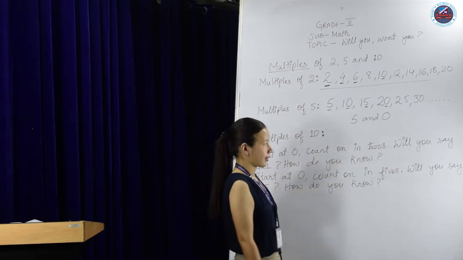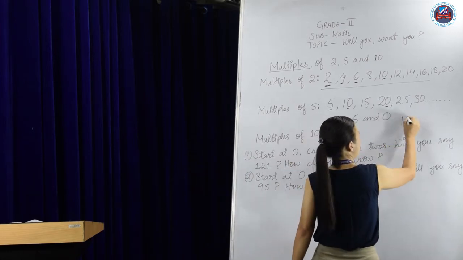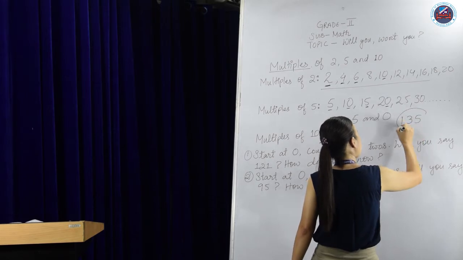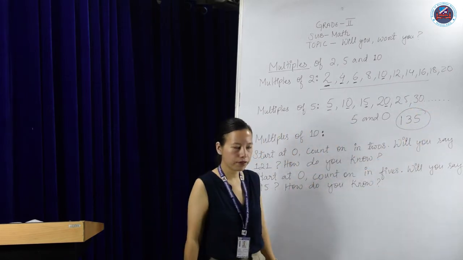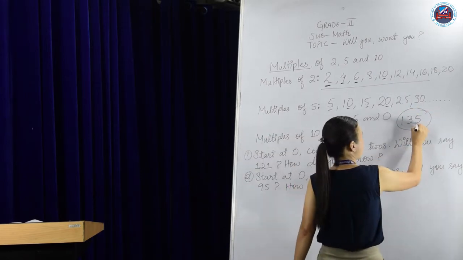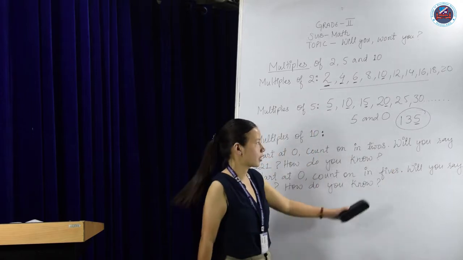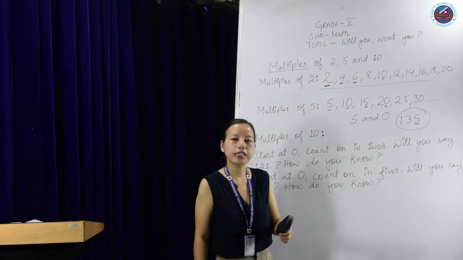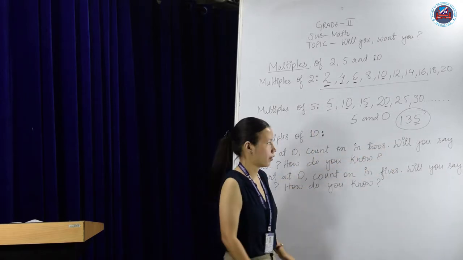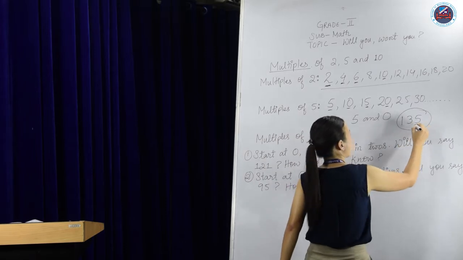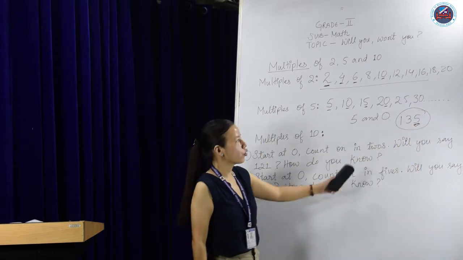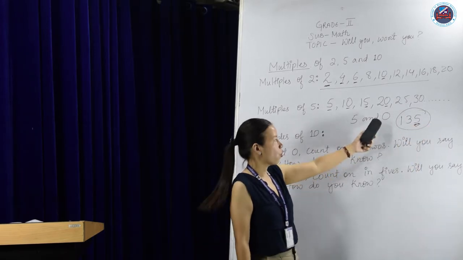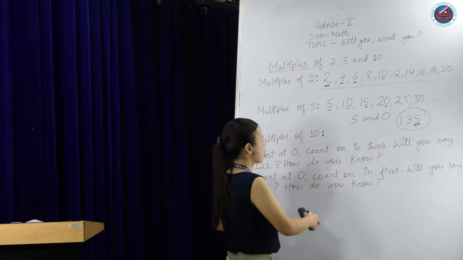For example, let's take 135. In this number 135, your ones place is 5. That means 135 is a multiple of 5 because your ones place is 5. So to be a multiple of 5, your ones place should be either 5 or 0. Now let's go to the 10 table.